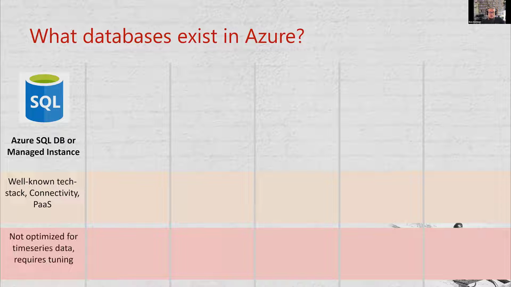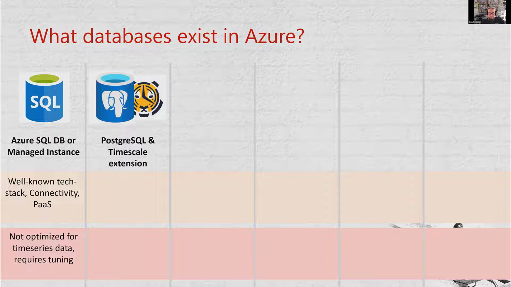The downside is, in itself, Azure SQL database or managed instance or SQL server is not optimized for time series data, so it requires people like Uwe doing black magic who will tune that database to efficiently work with time series data.